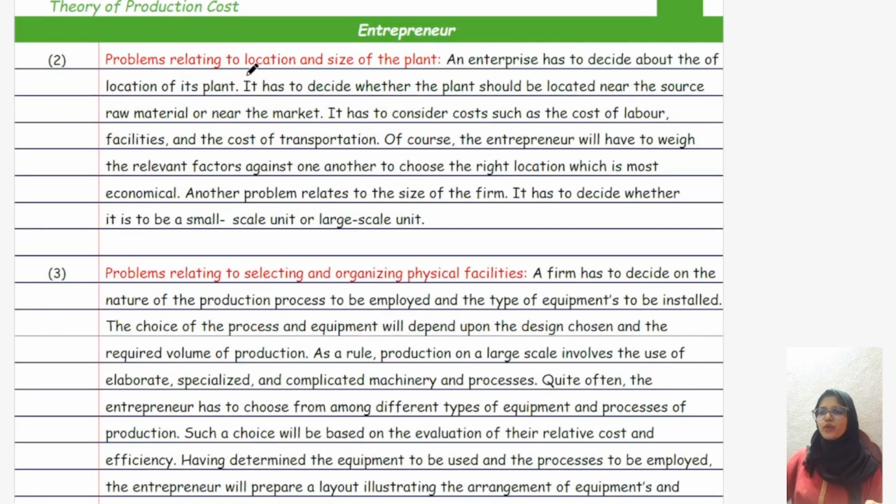Then we have problems relating to location and size of the plant. See, the way to locate the plant.